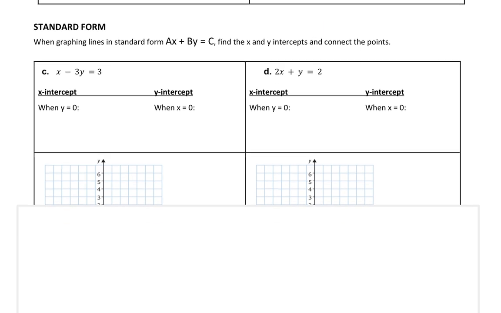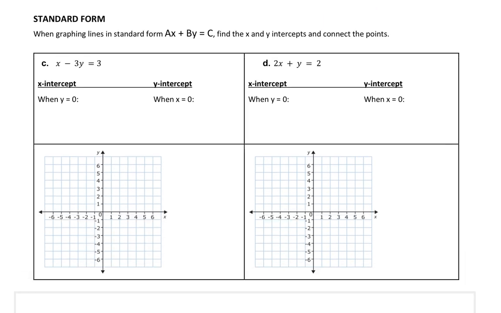Ooh, standard form. This is actually kind of my favorite. All right, when graphing lines in standard form, we're going to find the x- and y-intercepts and then just connect the points, okay? Because you only need 2 points to draw a line. So I've got the equation.